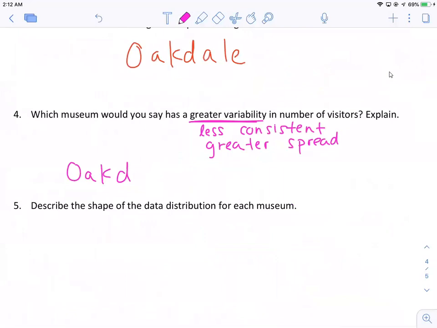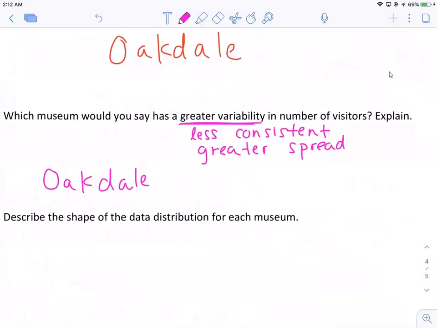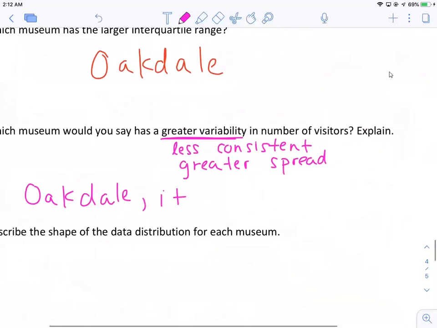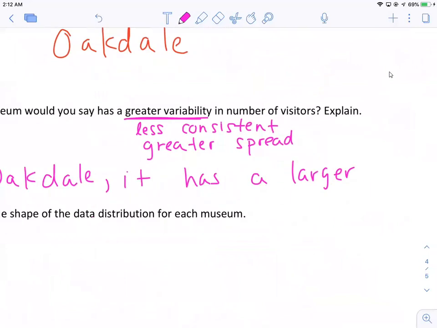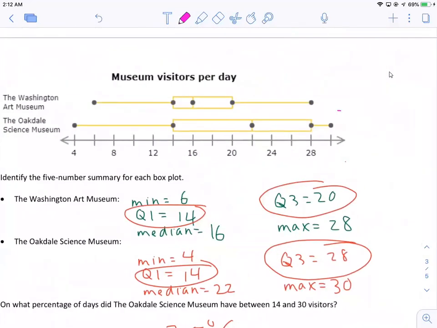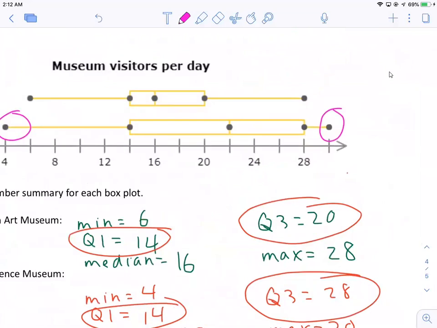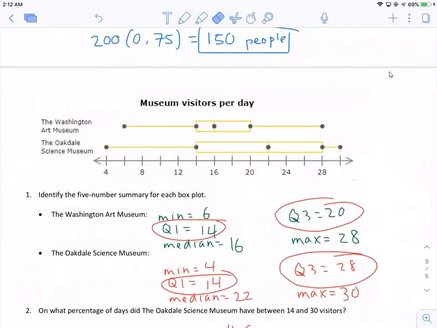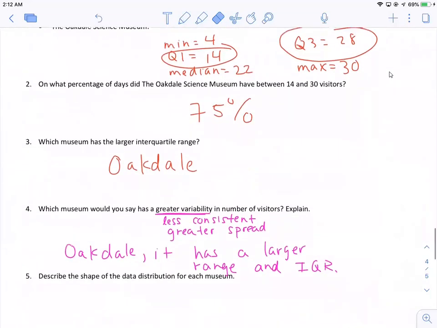And 2 ways you can measure variability, which we'll talk about later, is using the range and the IQR. So we can say it has a larger range and interquartile range. Right, so there's a larger difference between the minimum and maximum ages, right, and also between the 75th percentile age and the 25th percentile age. And all of that just suggests it's less consistent overall as to the number of visitors it gets each time.